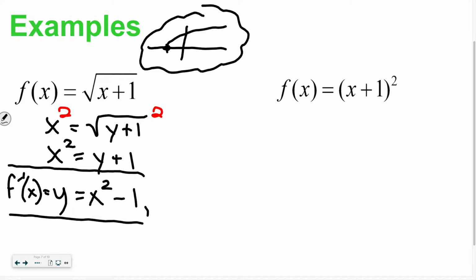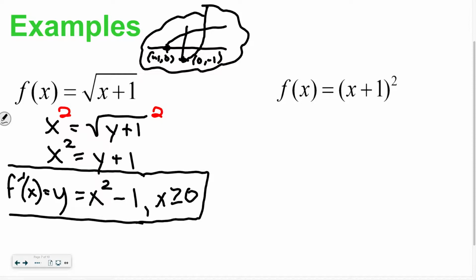Now, there's a couple of different ways you could go about doing this. If you've got this image in your head, the starting point for that square root function is at -1, 0. If you switch x and y, that point is now going to be at 0, -1. So the first x that works is 0. And then we're going to see the graph of the right side of the parabola. So we could say x greater than or equal to 0. You just want the one arm of the parabola. We're just reflecting one arm, square root.